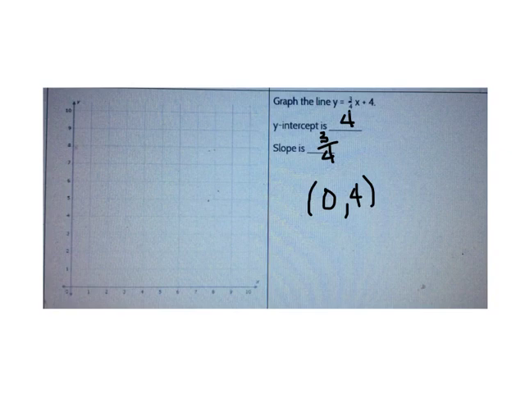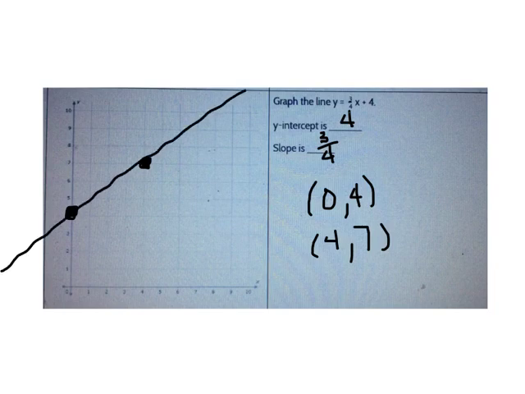The slope of 3/4 means I go up 3 and over 4. So what would be my next point? It would be 4, 7. Now I can connect the dots to create my graph.